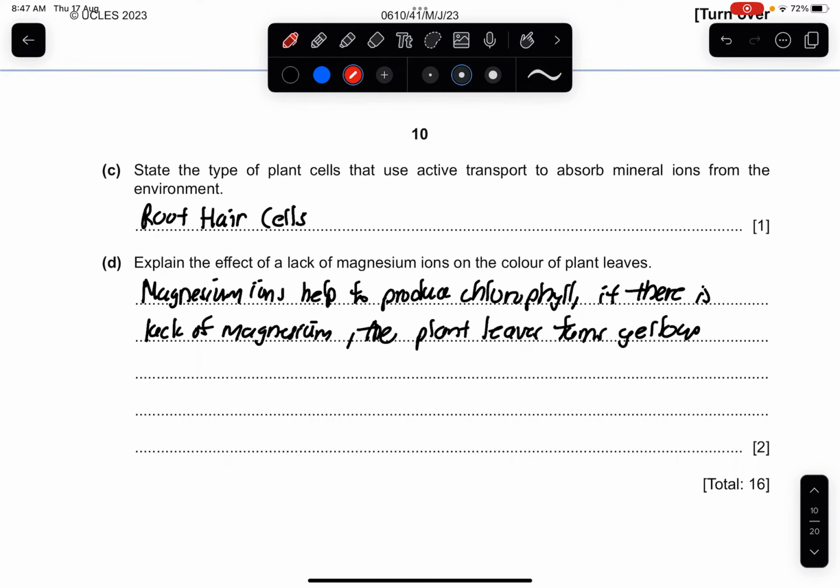Okay, question 2c. State the type of plant cells that are used in active transport to help absorb mineral ions from the environment. Root hair cells. Okay. Question 2d. Explain the effect of a lack of magnesium ion on the color of the plant leaves. So this is the mineral requirements. Magnesium ions help to produce chlorophyll. If there is a lack of magnesium, the plant's leaves will turn yellow because there's no more green pigment inside the chloroplast anymore. Okay.